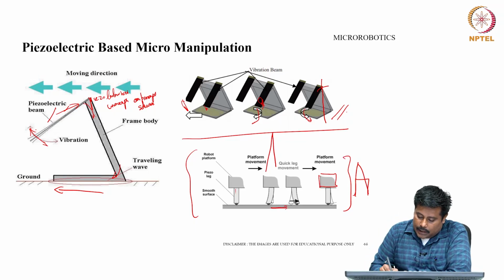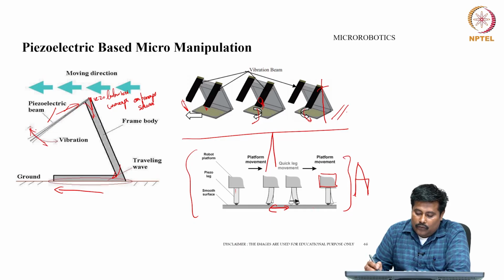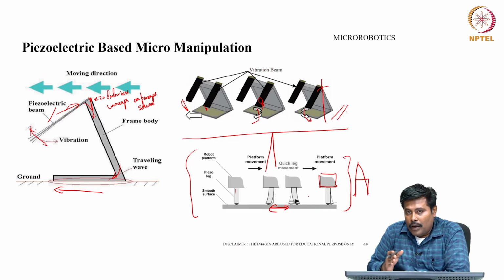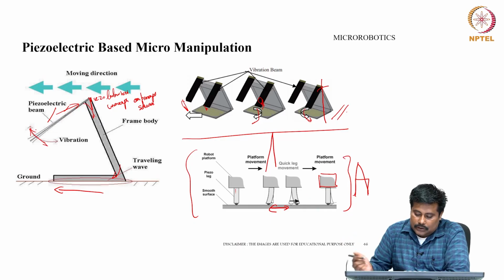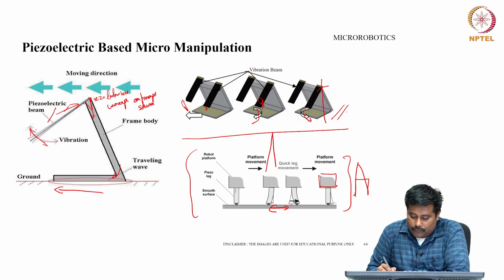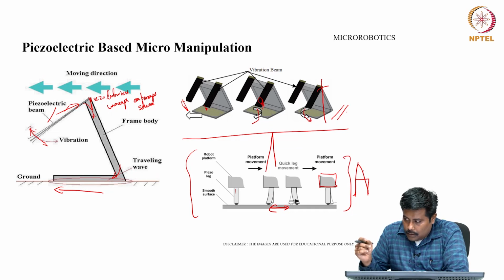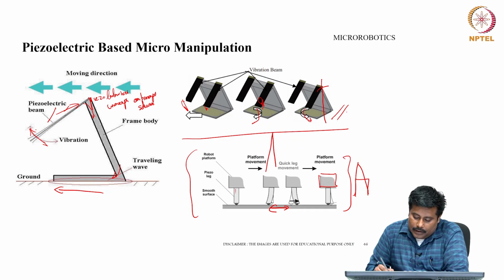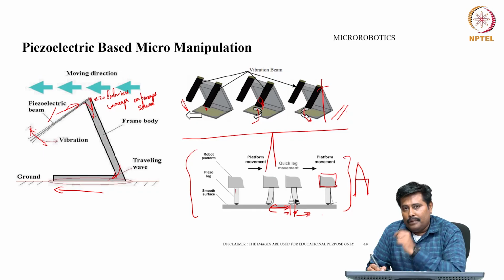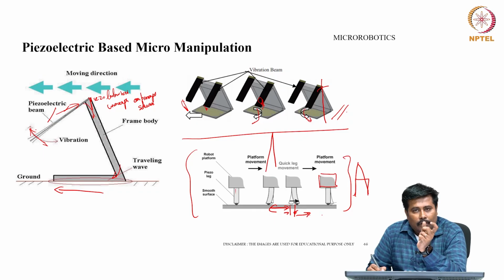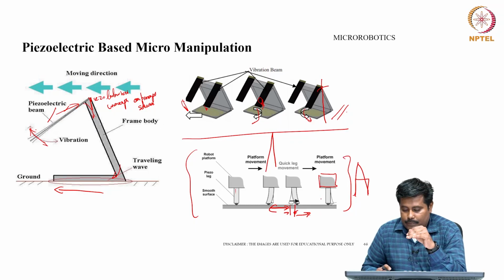This stick and slip sequence will result in a positive displacement over the surface. So when there is a platform movement, there is a stick slip, which will result in micro manipulation. In fact, the distance between this stick and the slip will have control over the micro manipulation, towards the micron displacement exerted on this particular system.